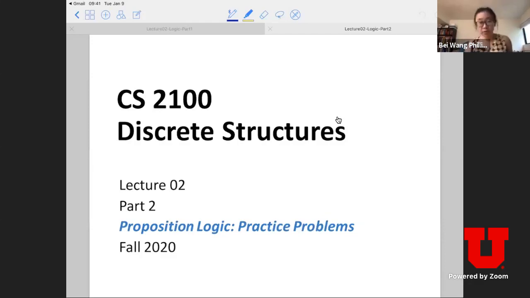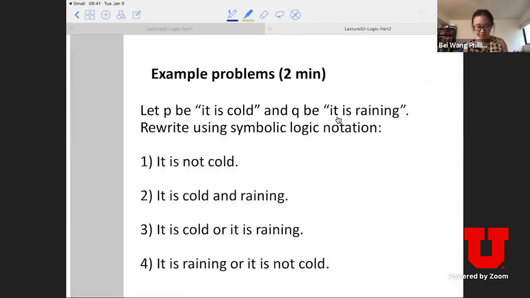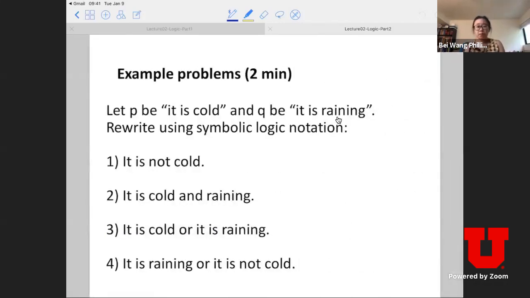All right, so today we're going to do a few more problems surrounding logic. The first problem will roughly take you 2 minutes. My suggestion would be to pause the video and try to solve it by yourself, and then resume the video and see how I solve it.